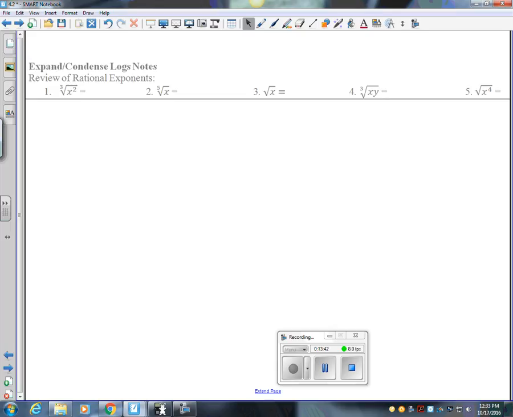All right, before we do rules of logs, which is a review from last year, let's review rational exponents. So for this, it's power over root. So you can rewrite this without the root symbol, and you can rewrite it as a fraction. The power is 2 over the root of 3. So that's another way to write that, x to the 2/3. For this one, your power is 1 and your root is 5, so it's x to the 1 over 5.